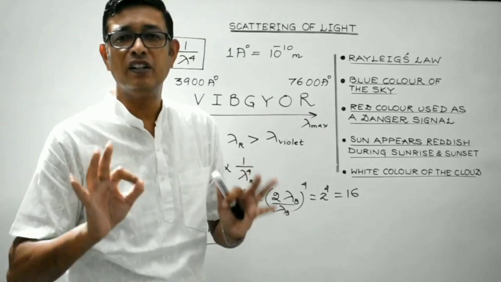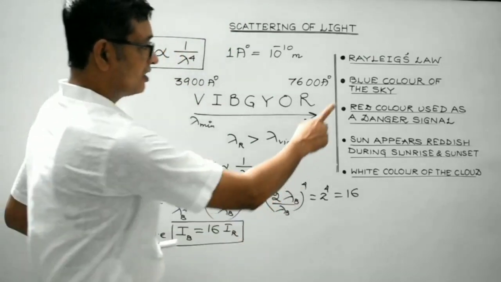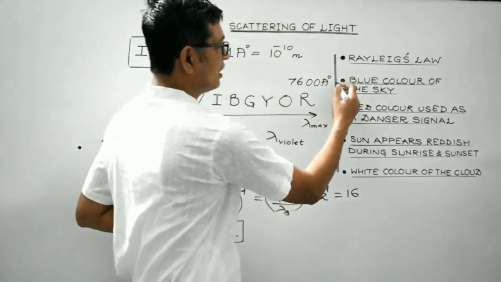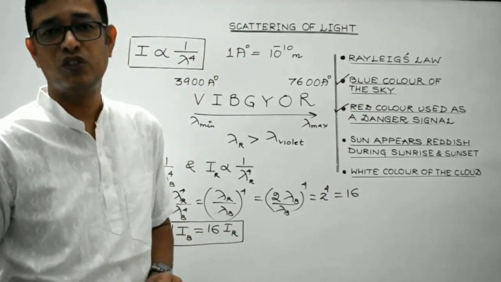So I hope you have now understood the concept behind it, right? So let's discuss the second application as well. We have done this one, the blue color of the sky. Let's discuss why red color is used as a danger signal.